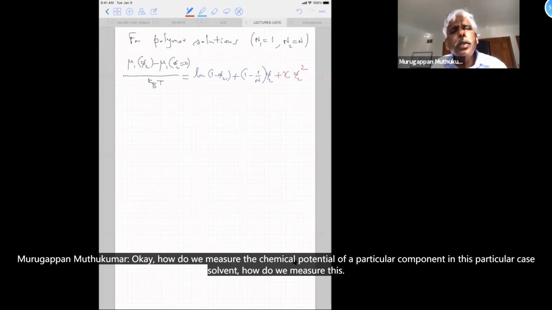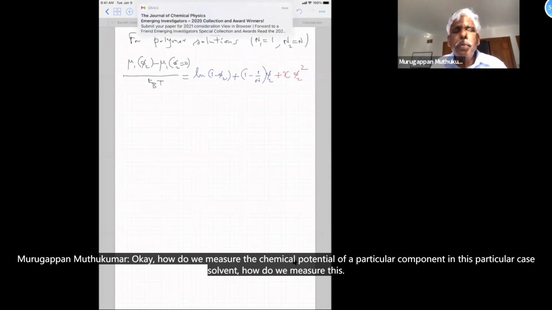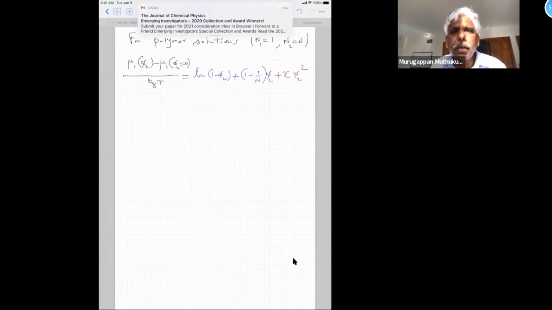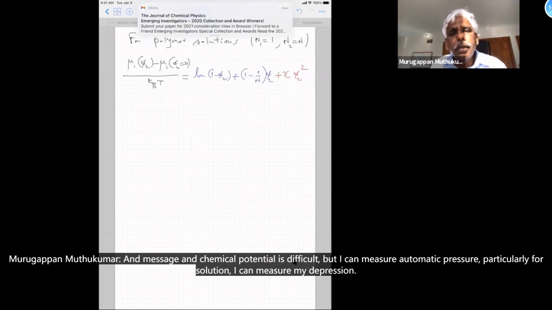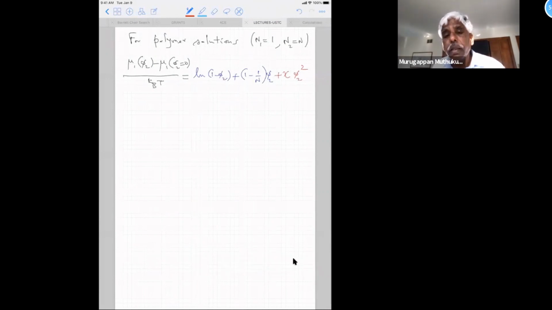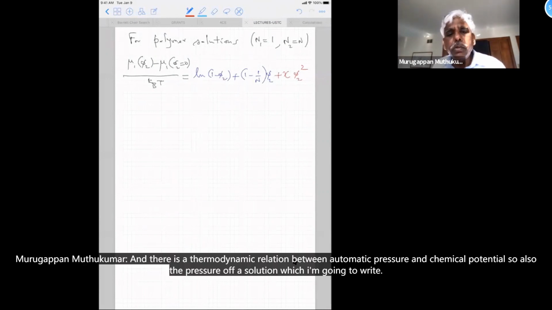Okay, how do I measure the chemical potential of a particular component, in this particular case, the solvent? How do I measure this? Measuring chemical potential is difficult, but I can measure osmotic pressure, particularly for solutions. And there is a thermodynamic relation between osmotic pressure and chemical potential.